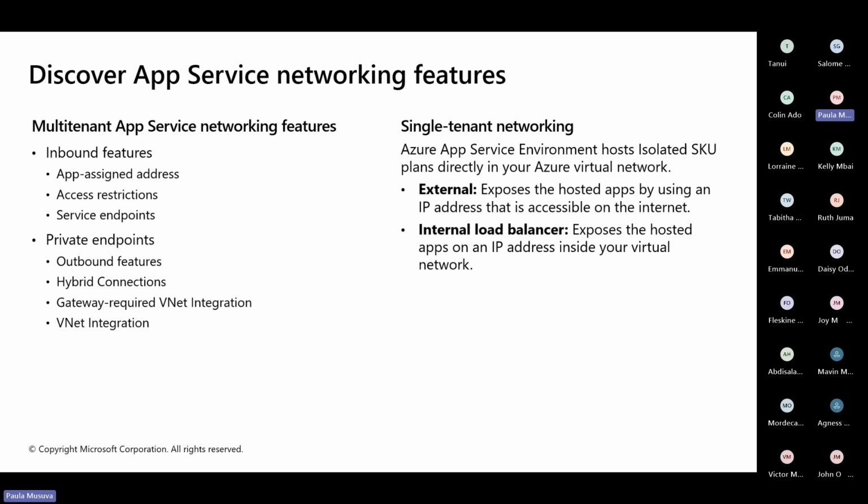The other thing also, in terms of networking features, you can see some things that are mentioned there. You can set up inbound rules. So for example, for traffic coming in, you can set up some specific app-assigned IP addresses. You can also configure access restrictions. And I think in this particular group, we were to discuss the element of service endpoints and service identities.